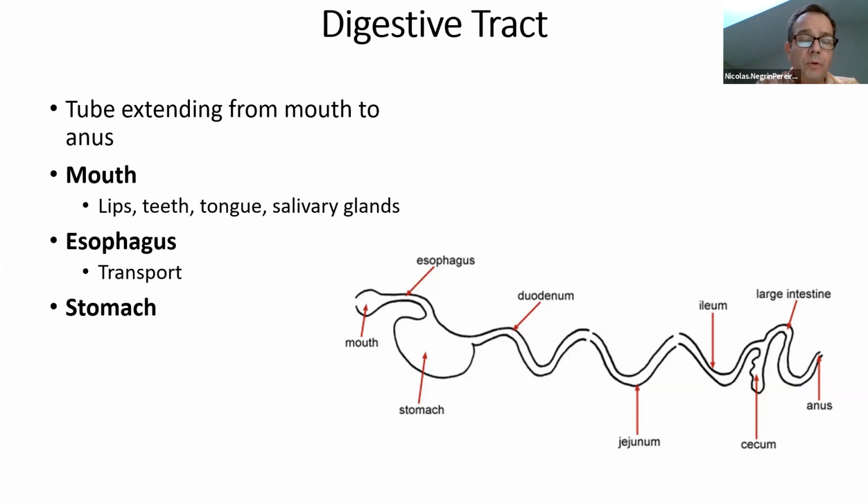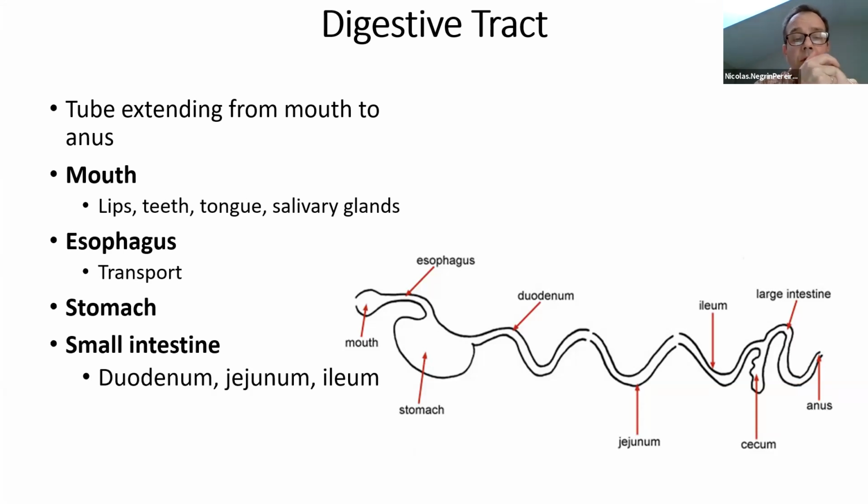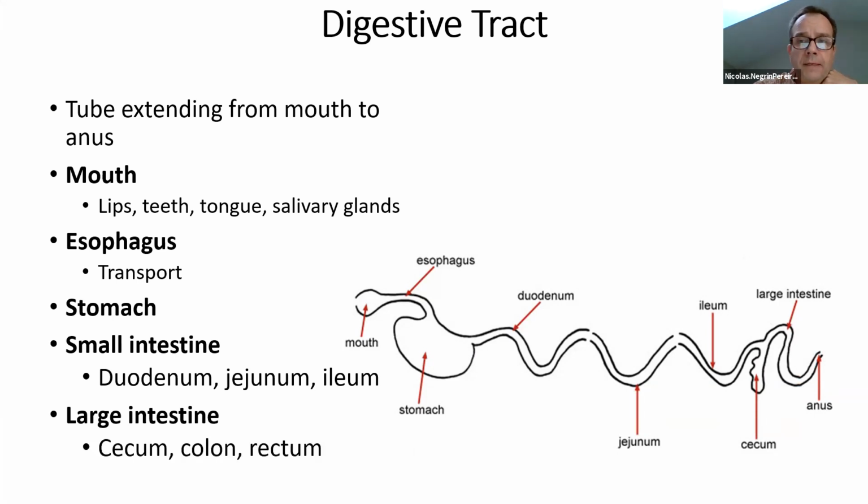Then we have the stomach, where most of the enzymatic and chemical digestion occurs, followed by the small intestine, which normally we will describe in three main regions, in order from the mouth to the anus: the duodenum, the jejunum, and the ileum. And finally, we have the large intestine, mainly composed of the cecum, colon, and finally the rectum, which is the last portion of the digestive tract.